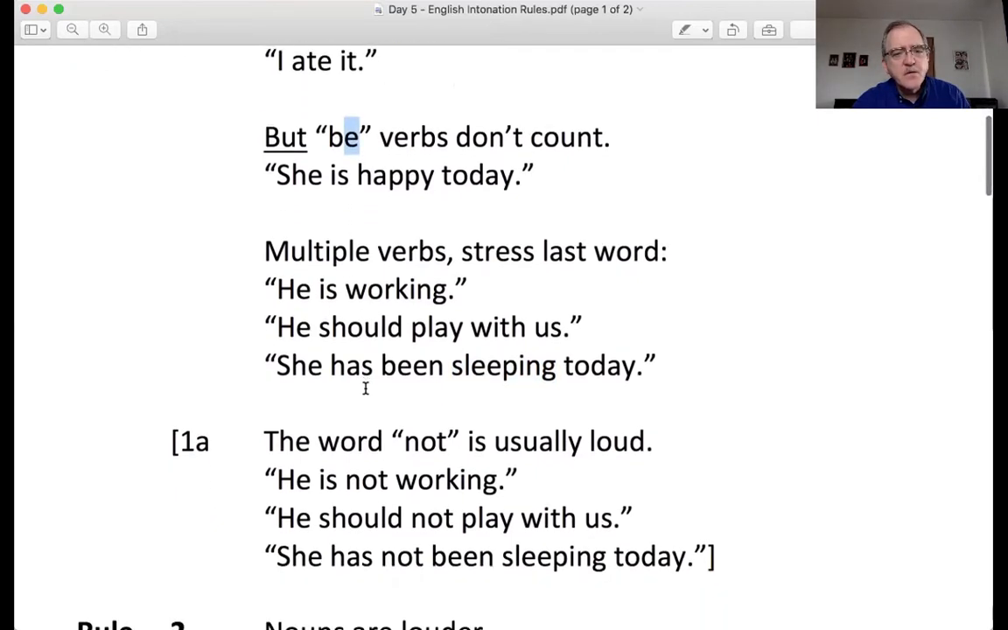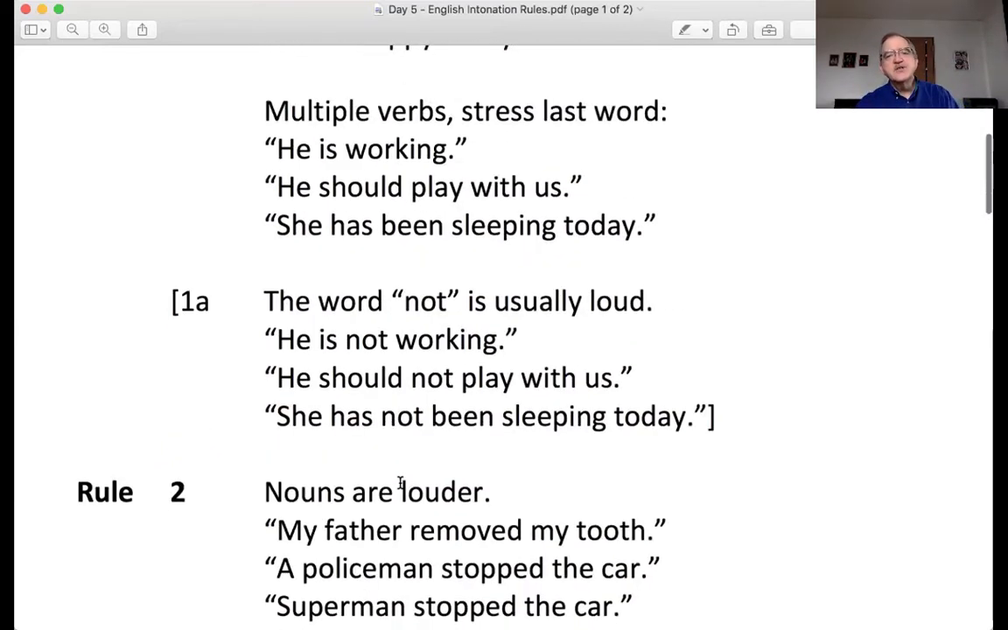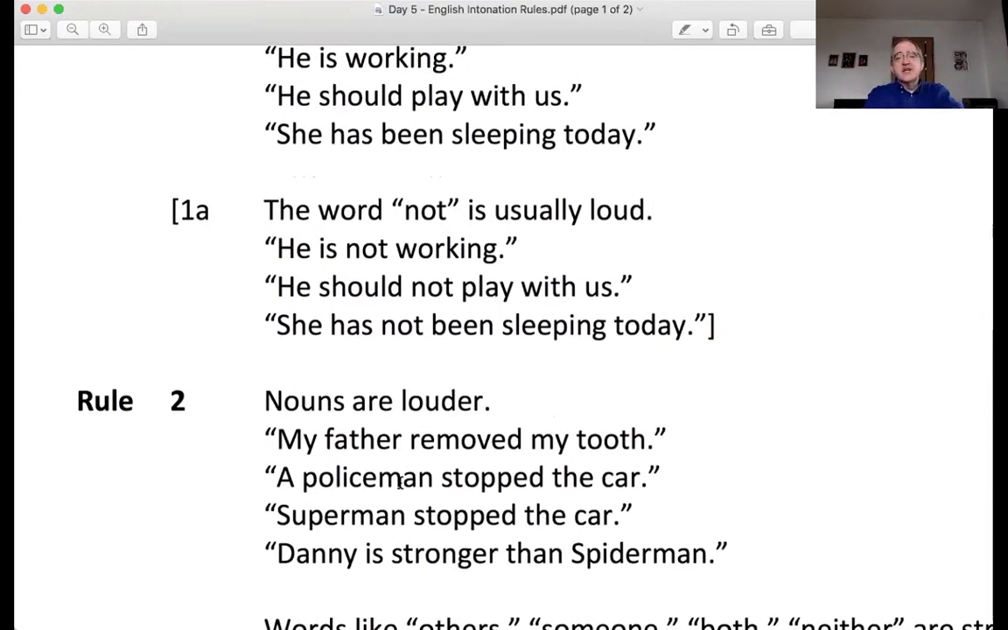I'm gonna put in rule one a special 1A rule with the word not, because not is often said with the verb. The word not is usually loud. Not is actually an adverb. He is not working. Okay, I could say he is working. He is not working. So not is usually louder than the verb. Number two, he should not play with us. Number three, she has not been sleeping today. Not makes the opposite of the sentence, so it's very important to say it very loud.